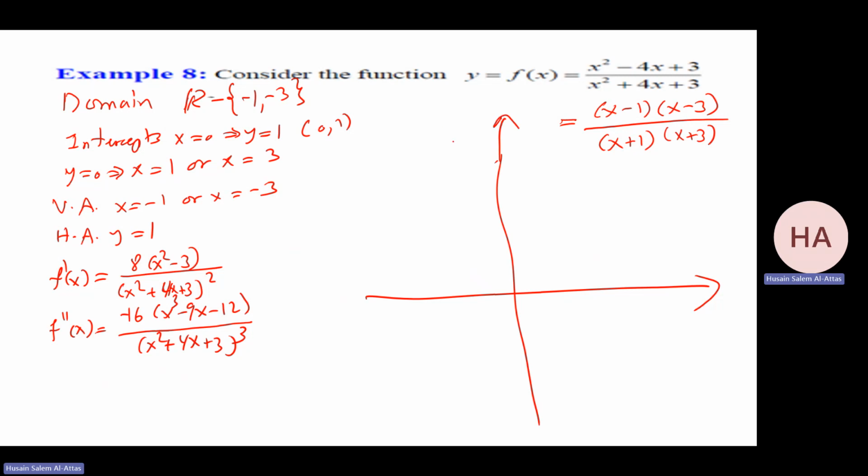I have the asymptotes minus 1 and minus 3. These are the asymptotes. Minus 1, minus 3. I have this is 0, 1. That's it. I have x equal 1 and x equals 3. Okay. And this is asymptotes, y equal 1. Huh? Y equal 1 is an asymptote.